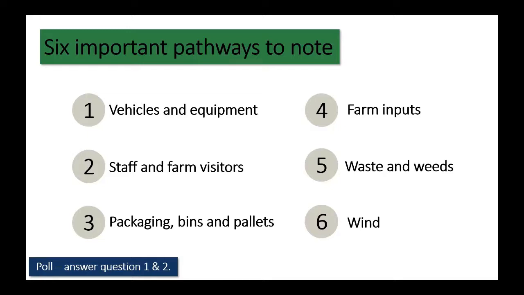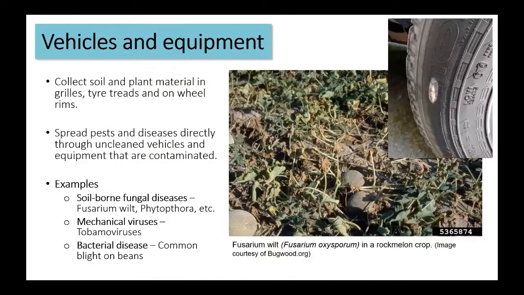Thanks. Okay, cool. So I'll move on to the first pathway. Vehicles and equipment is the first pathway that I mentioned, and these are able to spread pests and diseases directly if uncleaned or contaminated. The reason they represent a risk is because soil and plant material can collect in grills, tire treads, and on wheel rims. And a lot of pests and diseases can actually remain alive on these surfaces without a host plant for quite long periods of time.